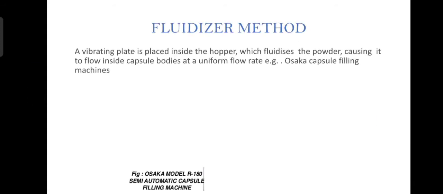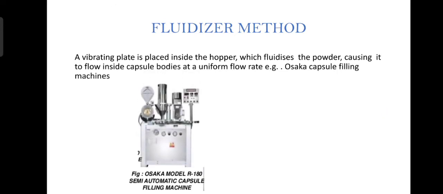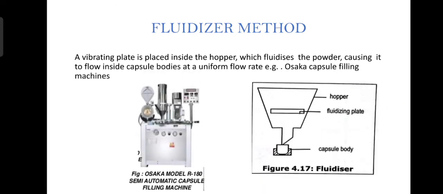Fluidizer method. A vibrating plate is placed inside the hopper which fluidizes the powder, causing it to flow inside the capsule body at a uniform flow rate. Example: Osaka capsule filling machine. This is the schematic representation of the fluidizing method and the Osaka model R180.